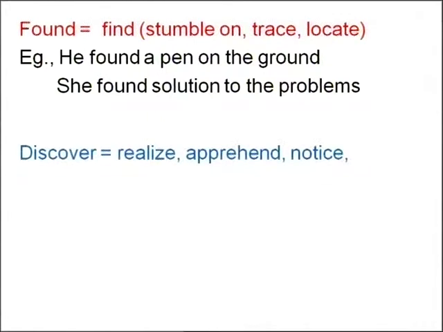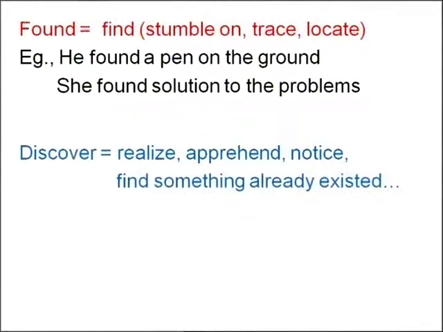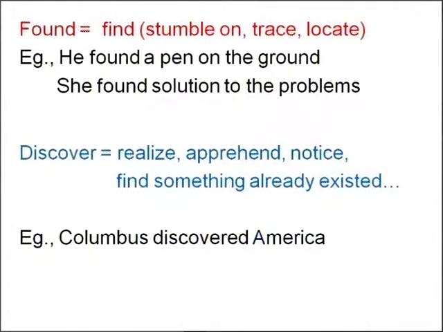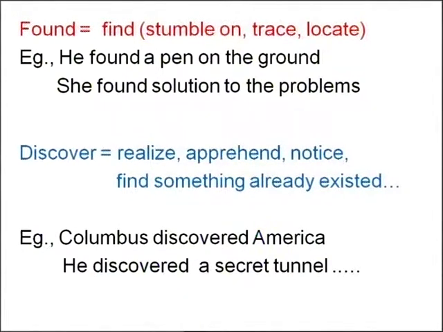Now, next word is discover. Discover means realize or apprehend or notice. You find something that already existed. Here we cannot substitute the word find with discover, because discover is something you find that already existed. For example, Columbus discovered America. He discovered a secret tunnel. You cannot say I find it because it's already there. So there is a specific word for that. So you have to use it as discovered. For example, Columbus discovered America because America was already there.